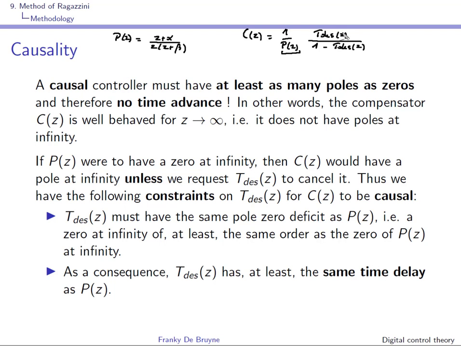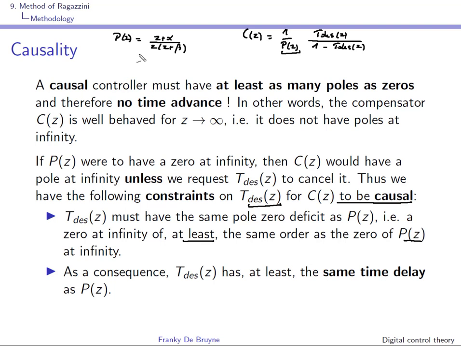And how can we cancel it? By putting, of course, a 0 at infinity in the desired transfer function. So we have the following constraints on the desired transfer function for C to be causal. The number of zeros at infinity in the desired transfer function must be at least the number of zeros at infinity in the process. Here we have 1 zero at infinity, which is also the delay of the system.